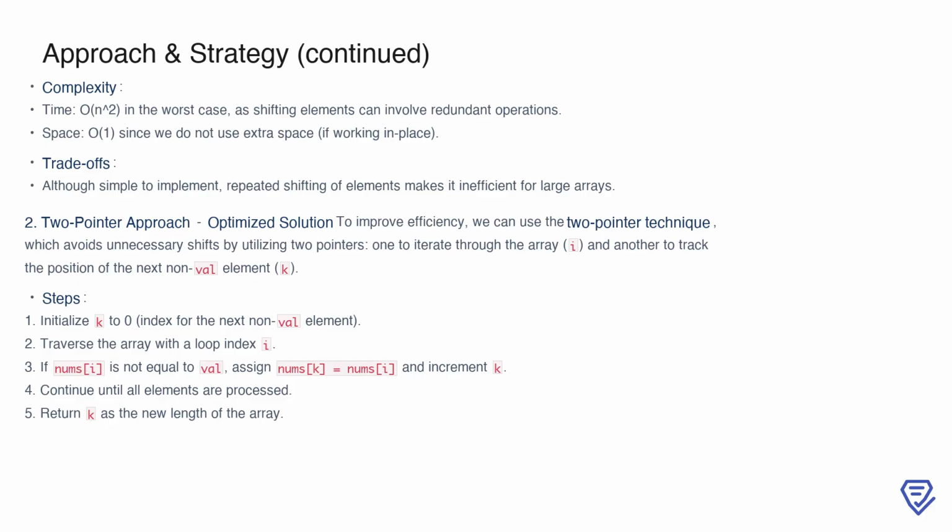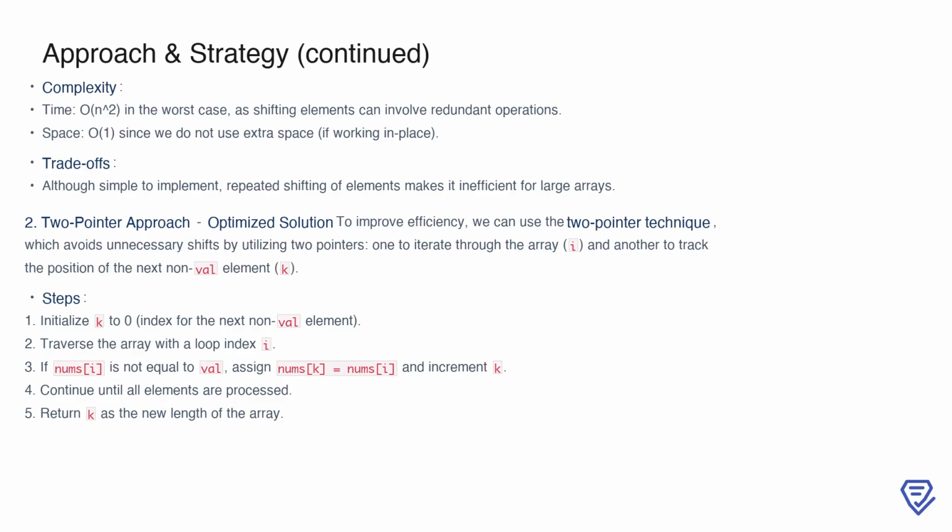To address these limitations, we can adopt a more optimized solution, the two-pointer technique. This method is designed to avoid unnecessary shifts by using two pointers, one to iterate through the array and another to track the position of the next valid element.